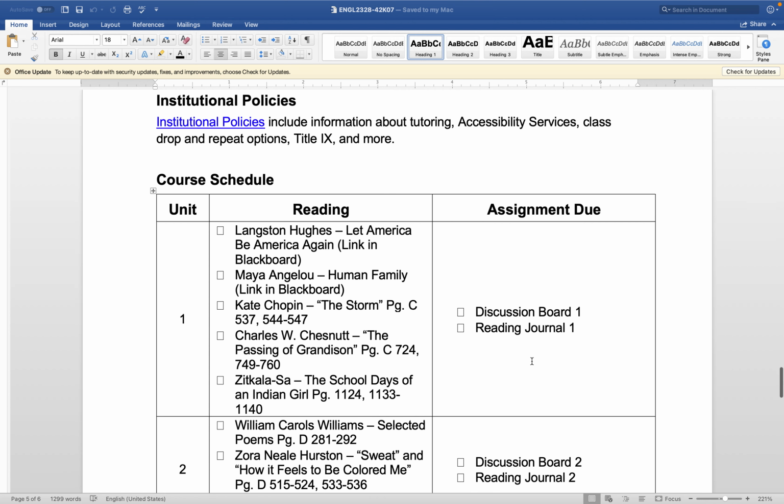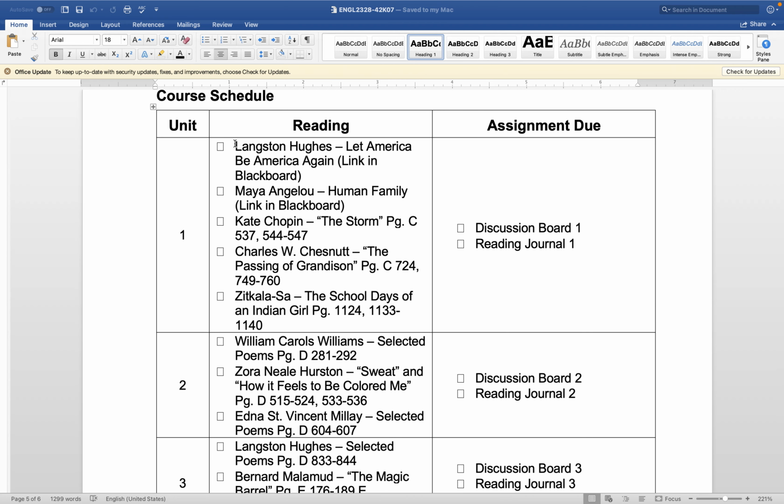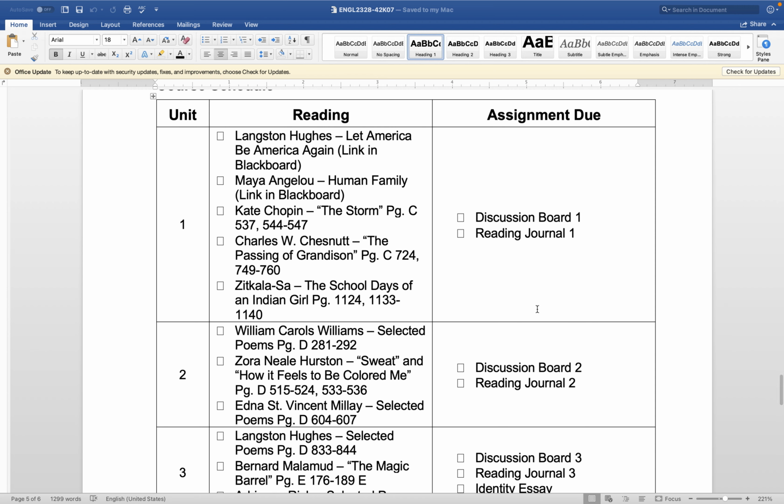Okay, and then the very last thing that you have in the syllabus is the course schedule. What you will see is that for each unit, you'll have several readings and then several assignments that are due. Depending on whether it's an 8-week class or a 16-week class, you might have 2 weeks for one unit or you might have 1 week for one unit. But each unit, you have some readings, and sometimes they're short, sometimes they're a little bit longer, but you can see the page numbers here and get an estimate of how long they are. These first two things are just 1-page poems.